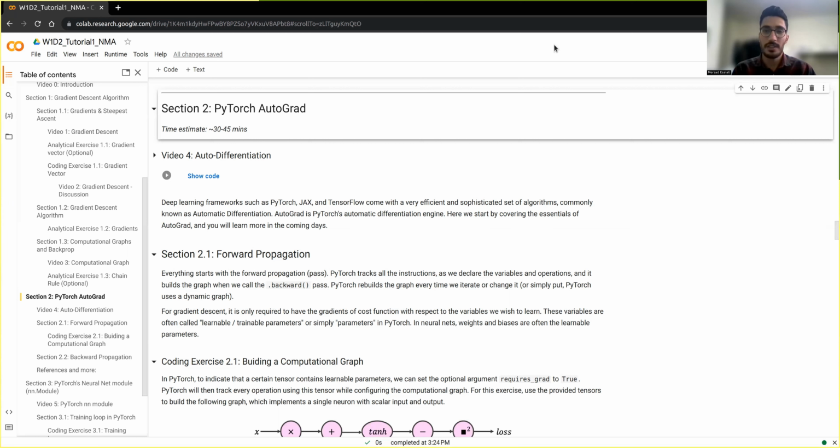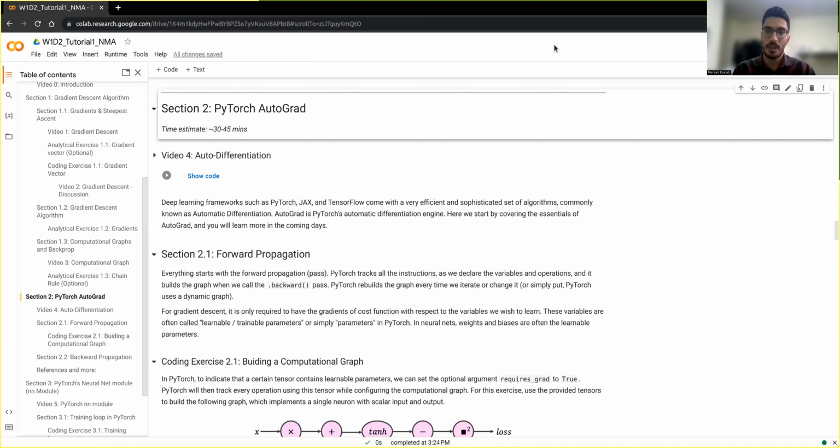Autograd automatically tracks the operations performed on the tensors during forward propagation and builds a computational graph. During backpropagation, the gradients propagate backward through the graph. In this exercise, we are going to build a simple computational graph.